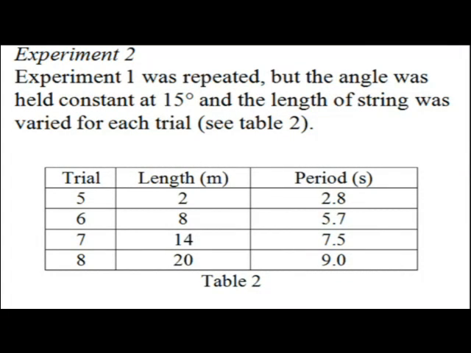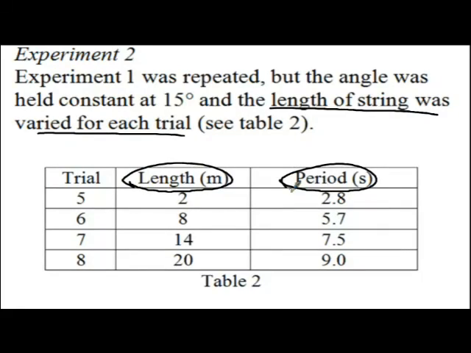Experiment 2, experiment 1 was repeated, but the angle was held constant at 15 degrees, and the length of the string was varied for each trial. So for this one, the length of the string was varied for each trial. Notice the last one, they varied the angle and measured the period. Now they're varying the length and measuring the period.